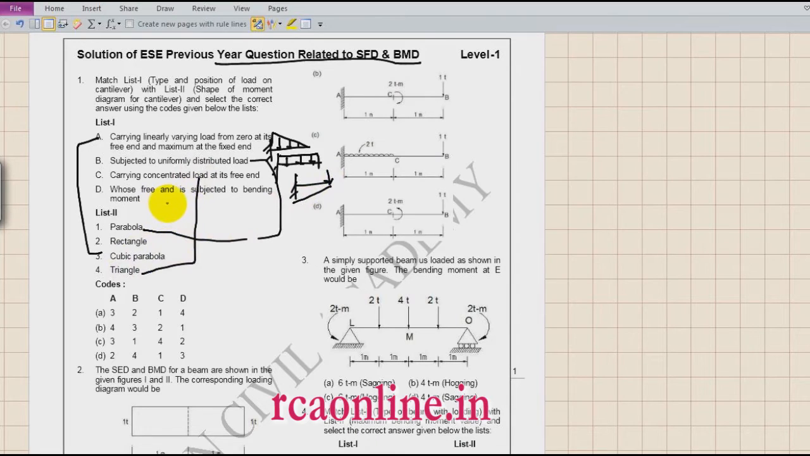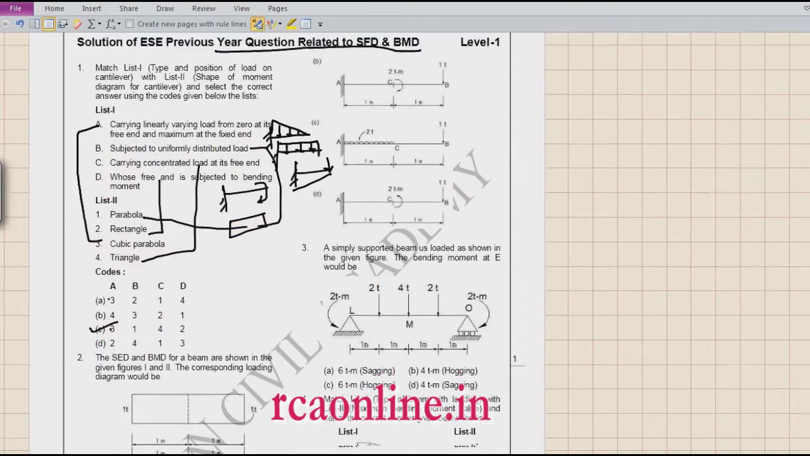Now fourth, free end subjected to a bending couple. So there is a couple. What will be the bending moment diagram? It will be a rectangle. So D is 4. Let us see A is 3. Then for B, I will be having A. So C is the right answer. It is quite a straightforward question.